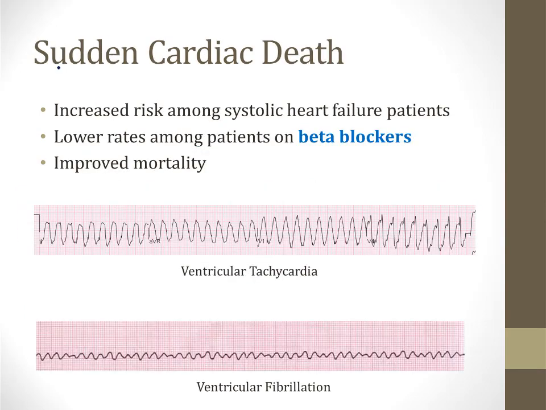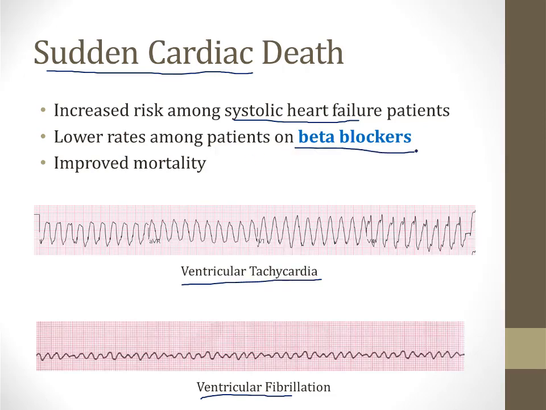Another place where you will commonly see beta blockers used for their antiarrhythmic properties is in prevention of sudden cardiac death. There is an increased risk of sudden cardiac death among patients with systolic heart failure and a reduced ejection fraction. Patients with that condition commonly develop ventricular tachycardia or ventricular fibrillation, which can lead to sudden death. There are lower rates of sudden death among patients with systolic heart failure who take beta blockers. Numerous clinical trials have shown improved mortality on these drugs, and for this reason beta blockers are commonly administered for their antiarrhythmic properties in patients who have systolic heart failure.